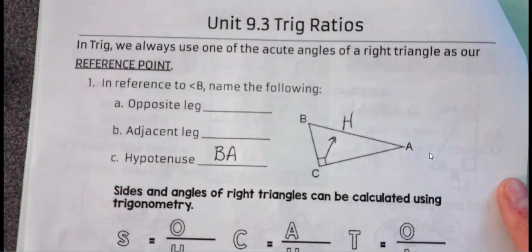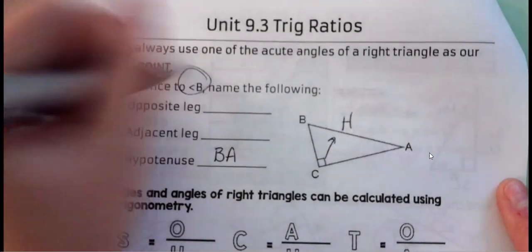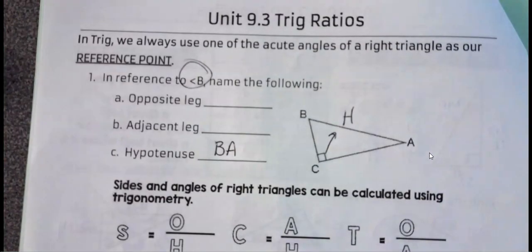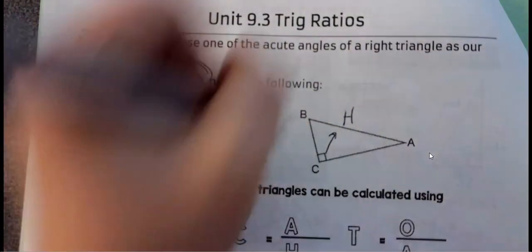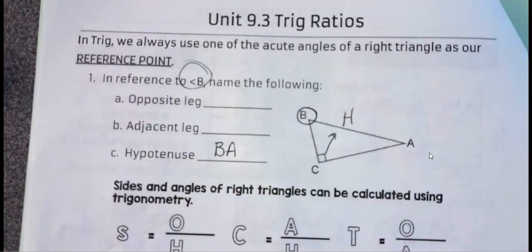And then you need opposite and adjacent in reference to angle B. So this is where things get a little different. The hypotenuse is always going to stay the same. The opposite and adjacent is based on your reference angle. So I want everyone to circle angle B. That is your reference angle. And then we've got to think of the words opposite and adjacent.